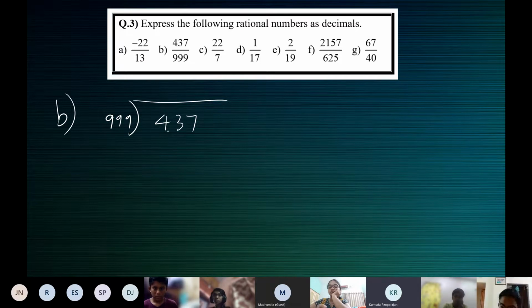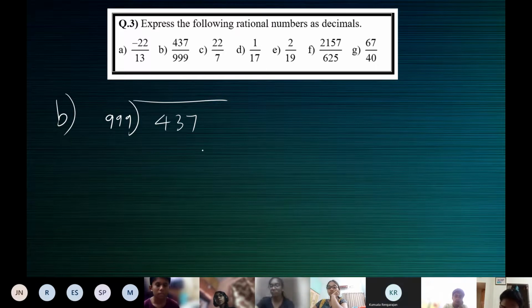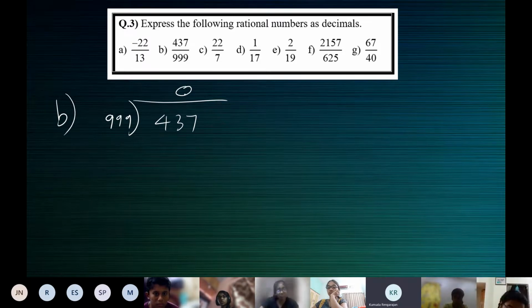I was telling you, in this kind of division where the dividend is smaller than the divisor. So 999 ones is 999. Oh, I can't even do ones. So 999 zero times is 0. And 437 is the remainder.